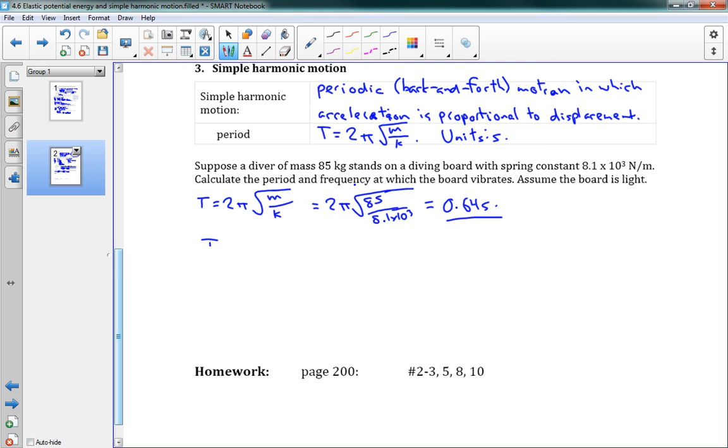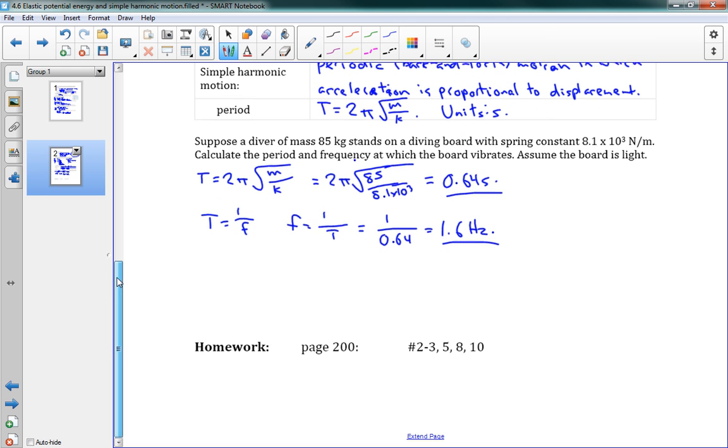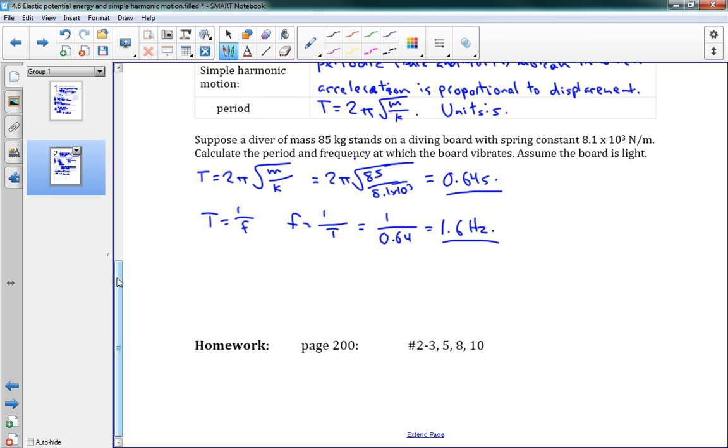Now we use our relationship T is 1 over f. The period is 1 over the frequency, or if I want to do frequency, it's 1 over the period. So it's going to be 1 over 0.64 seconds. And this gives me a frequency of 1.6 hertz. And you can see that if we're given the spring constant here, that becomes very easy. It can be a trickier problem if we need to find out the spring constant, just like some of the problems we saw earlier. Great, that's the end of the lesson.